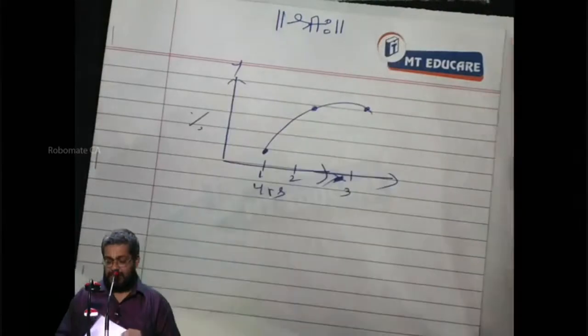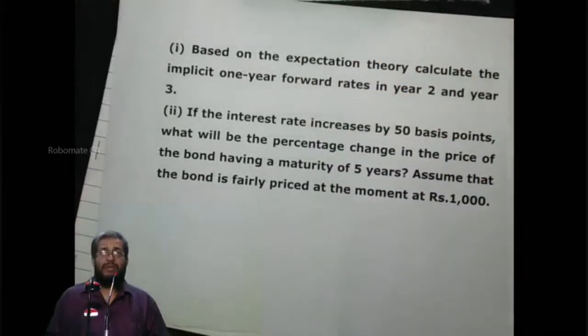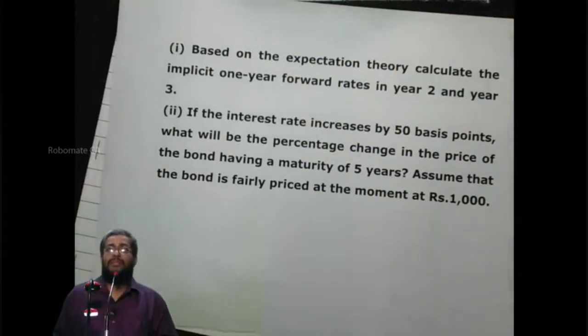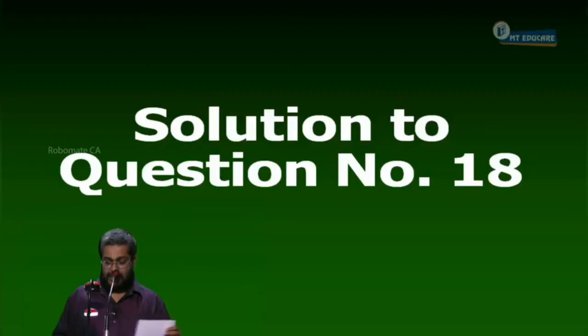So now, can we start with the solution to this problem or not? See, 3 months and 6 months, I ignore, because the question asked about the 1 year forward rate in the second year and then the third year. That means I want the data only for the 1 year, 2 year and 3 year bonds. Can I start or not?